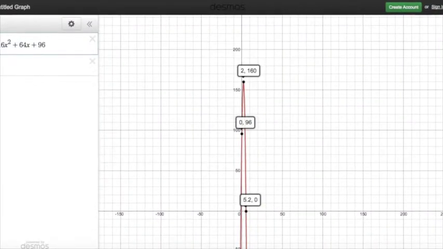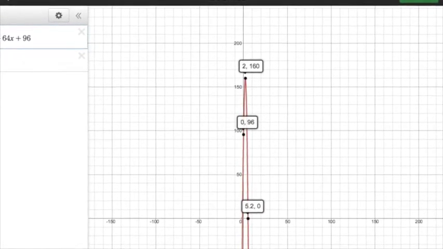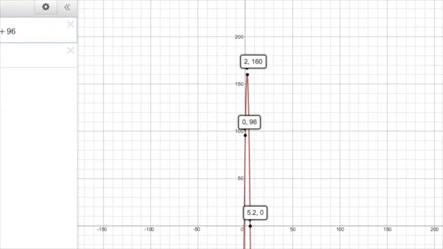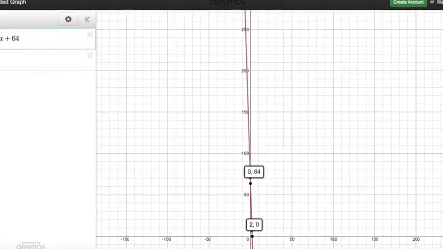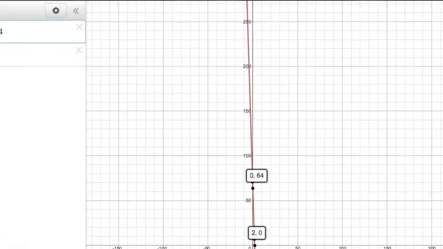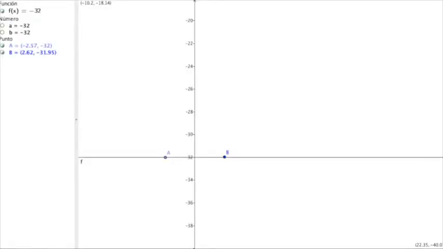Now B, we need to graph the position function showing at least 3 points where the rock is passing through. We can see it in the graph over there. And letter C, given the velocity function equals -32t + 64, we need to graph it using at least 2 points, and we can see it another time.